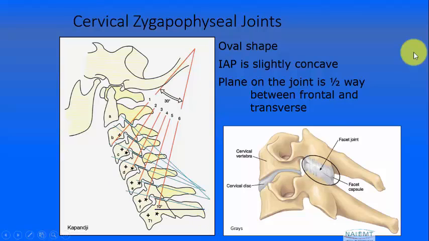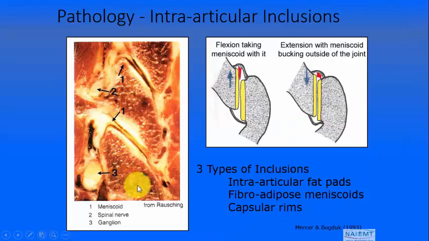over time. The facet joint, again, a slide from Rauschning, cut through the facet joint, shows that joint with these little meniscoids. These meniscoids, along with articular fat pads and capsular rims, have been implicated as a cause for an acute wry neck, that I slept in the wrong position or moved my head too quickly and now I can't move it. It is proposed to occur when the joint opens. There's a displacement of this tissue that does not go back where it belongs.